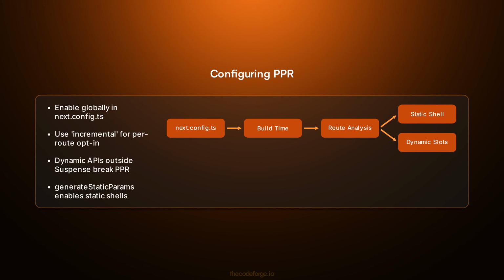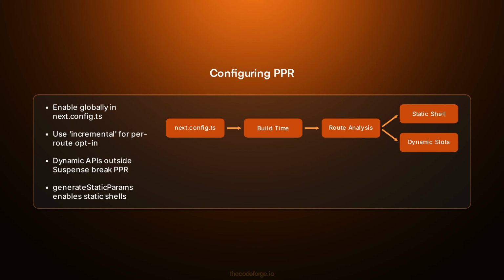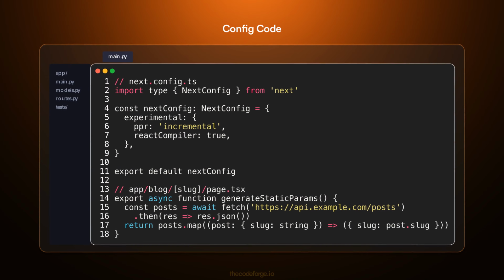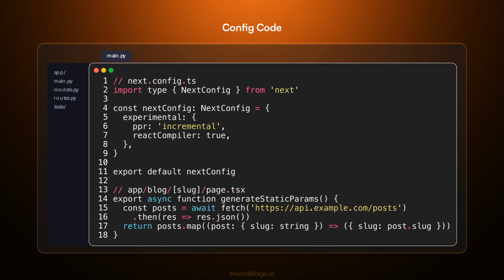PPR is enabled globally in Next config TS. With incremental, you opt in per route. Dynamic APIs like cookies or headers outside Suspense force full dynamic rendering. Generate static params tells Next.js which dynamic routes to pre-render. Here's the config. Set PPR incremental to opt-in per route. Also shown is generate static params for a blog route. It tells Next.js which slugs to pre-render.